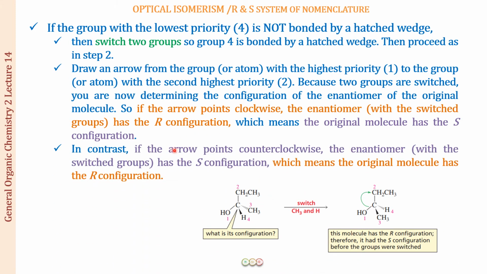And in contrast, if it would have been the counterclockwise direction, the enantiomer has the S configuration, which means that the original molecule would have had the R configuration. Okay, so now I think this will be very easy for you. If you are switching over two groups, you will be getting the enantiomer's configuration. For the original one, just say the opposite.